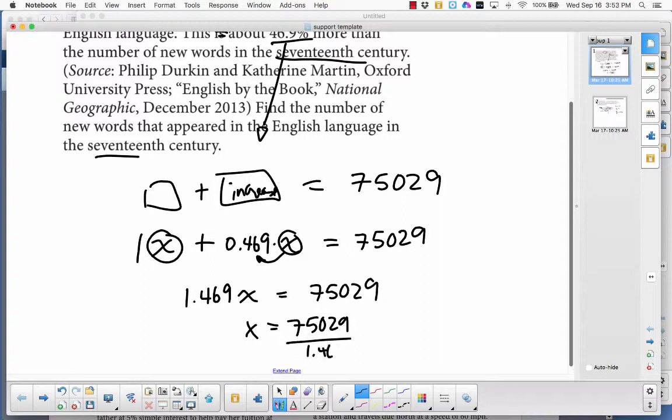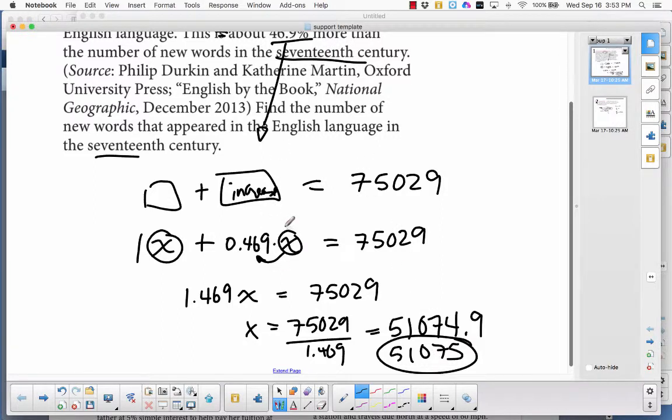Divide by 1.469. And if I do that, 75029 divided by 1.469 equals 51,074.9. So 51,075 we'll call it. So that's how many words must have been in the 17th century language.